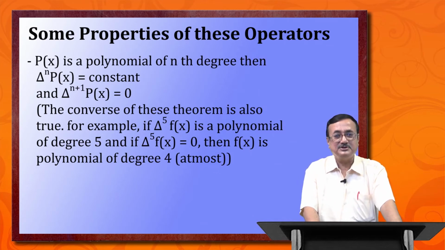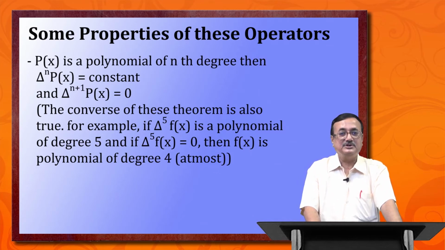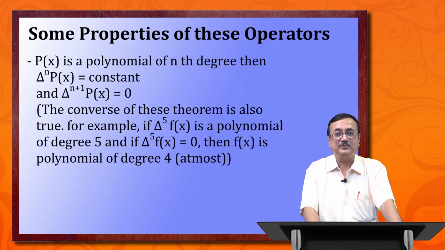The converse of this theorem is also true. For example, if delta 5 on f(x) is a constant, then f(x) is a polynomial of degree 5, and if delta 5 f(x) is equal to 0, then f(x) is a polynomial of degree at most 4.